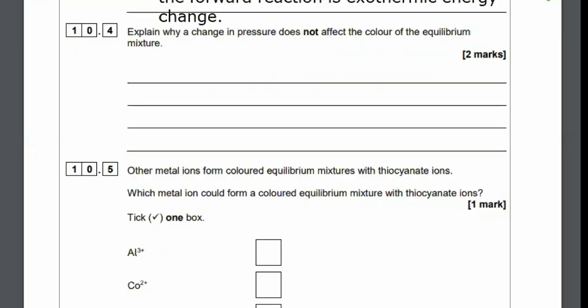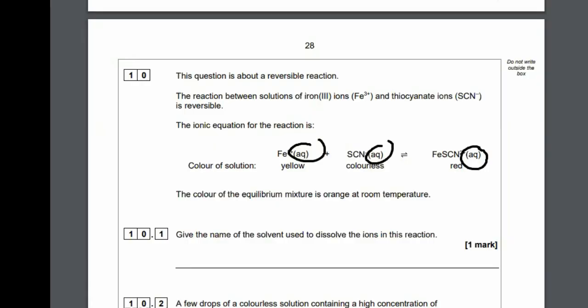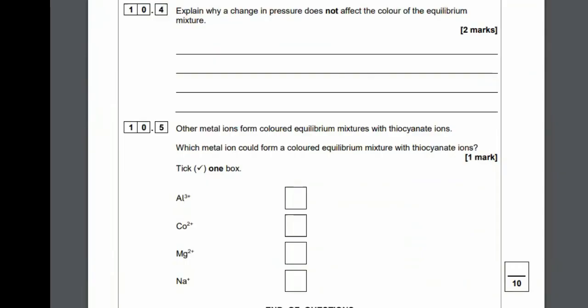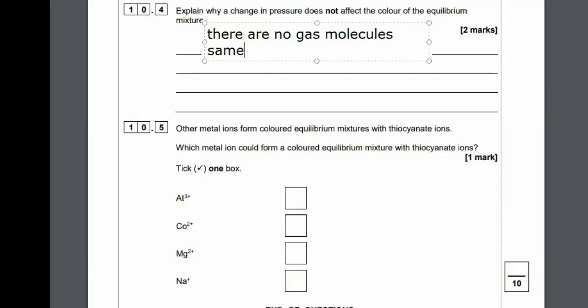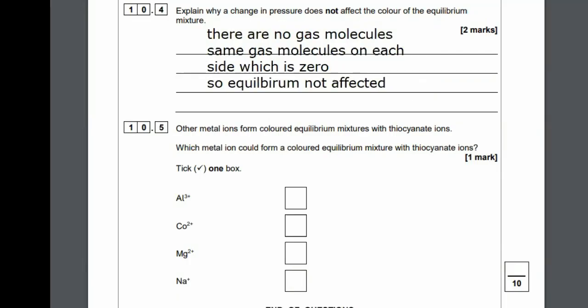Explain why a change in pressure does not affect the color. So if we go up and look at the reaction, you will see there are actually no gases involved in this one. So as there's no gases involved, a change in pressure will not affect the equilibrium, because normally if you increase the pressure, it goes to the side with the least gas molecules, or if you reduce the pressure, it goes to the side with the most gas molecules. There's no gas molecules in this reaction, so changing the pressure will have zero effect, as there's the same amount of gas on each side, which is 0. So there'll be no effect because there's no gases.